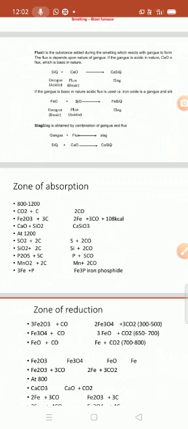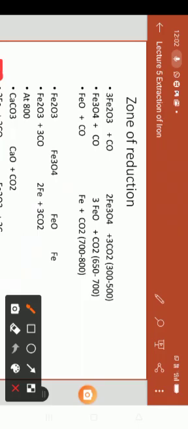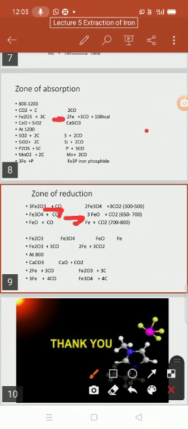Here carbon dioxide gas reacts with carbon, then carbon monoxide is formed. Then again Fe2O3 reacts with carbon monoxide, forming FeO. Then FeO plus CO gives Fe plus CO2. Here in the zone of absorption, Fe2O3 reacts with 3C giving 2Fe, and CO, and CaO reacts with SiO2, forming CaSiO3 slag.